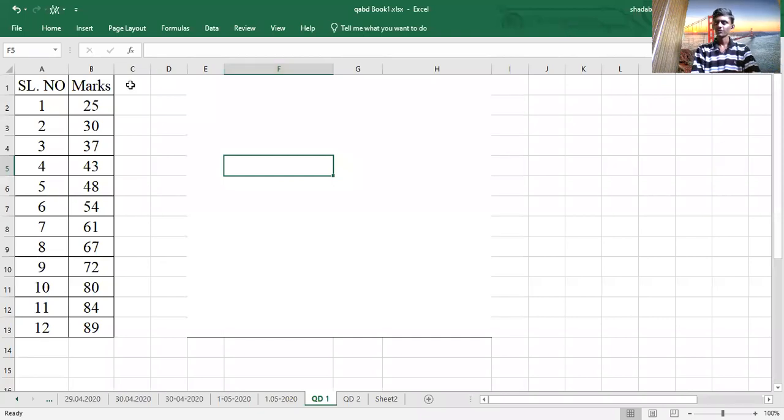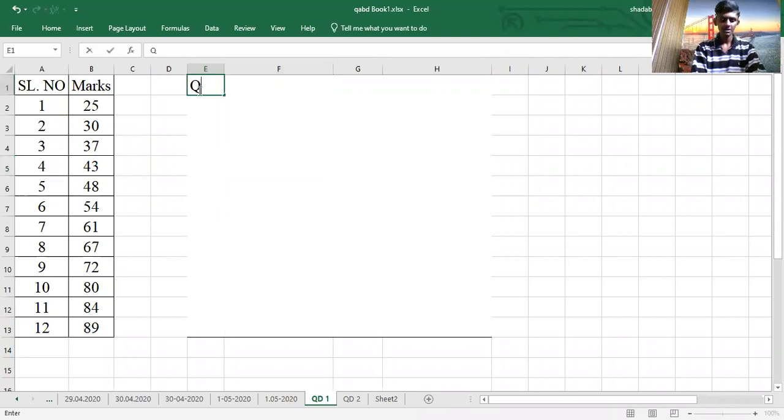Now we have mentioned here. Now I will write the quartile deviation formula. Quartile deviation equals (Q3 minus Q1) divided by 2. Here we don't know what Q3 and Q1 are.